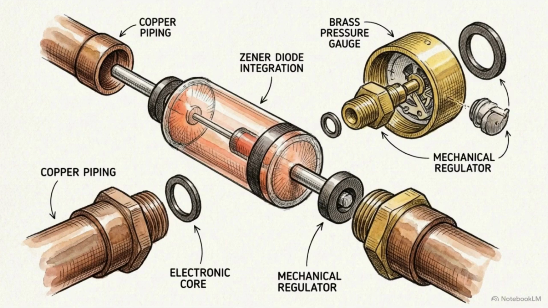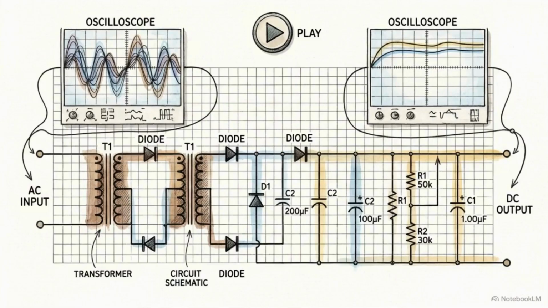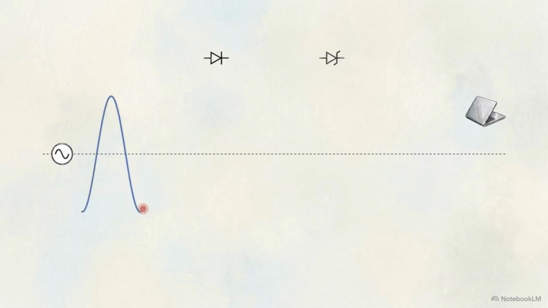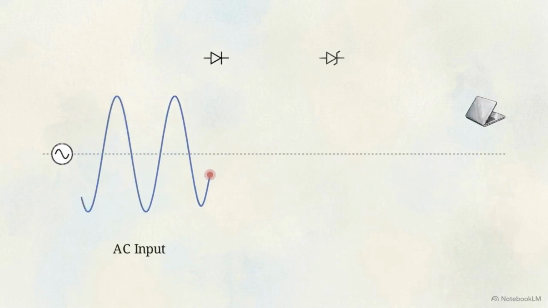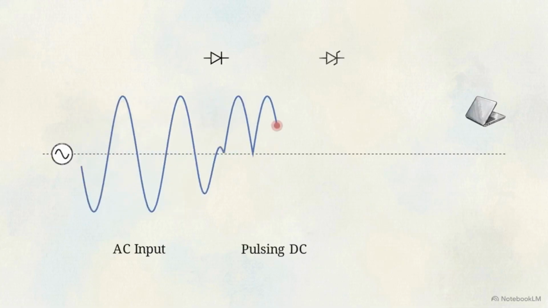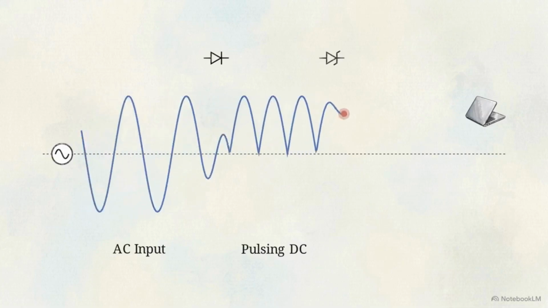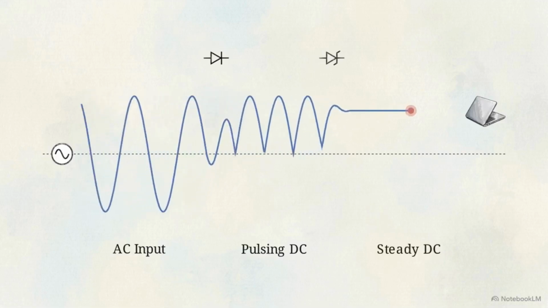With the components in place, hit play on the simulator and attach virtual oscilloscopes to both the AC input and the final output. You'll see the chaotic AC sine wave on the input side, entering the bridge, transforming into a series of positive bumps, and finally smoothing out into a flat, steady DC line.